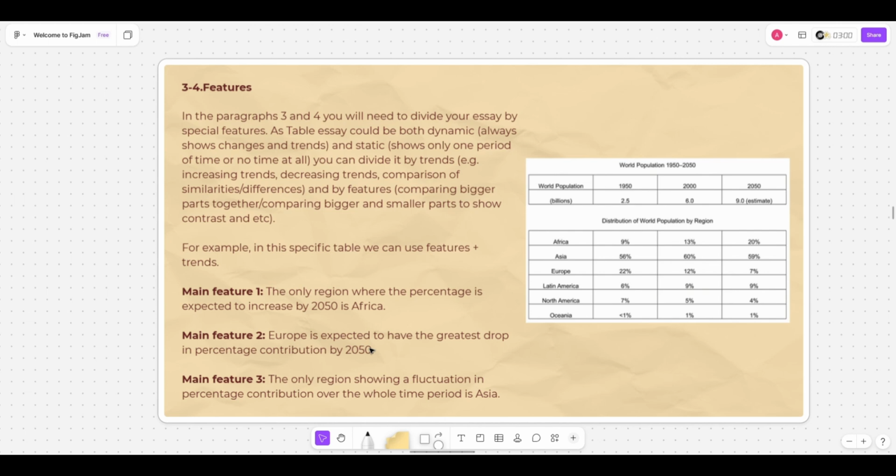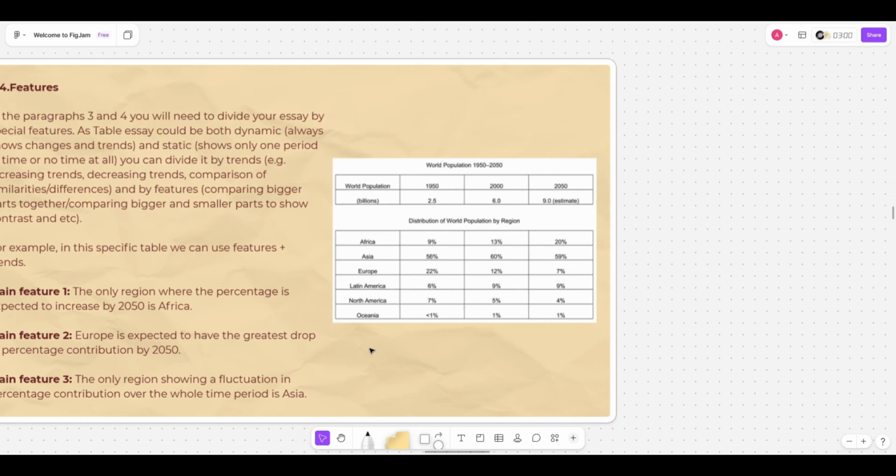For feature 1, it's Africa and Europe. These two regions show the most dramatic and contrasting trends. For example, Africa rising consistently, Europe falling sharply. They make a great pair to discuss together. And for feature 2, Asia and the rest. Asia is interesting because of its fluctuation. Latin America, North America, and Oceania are relatively minor regions with smaller, stable shares that can be grouped together. This grouping makes your essay logical, well organized, and easy to follow.